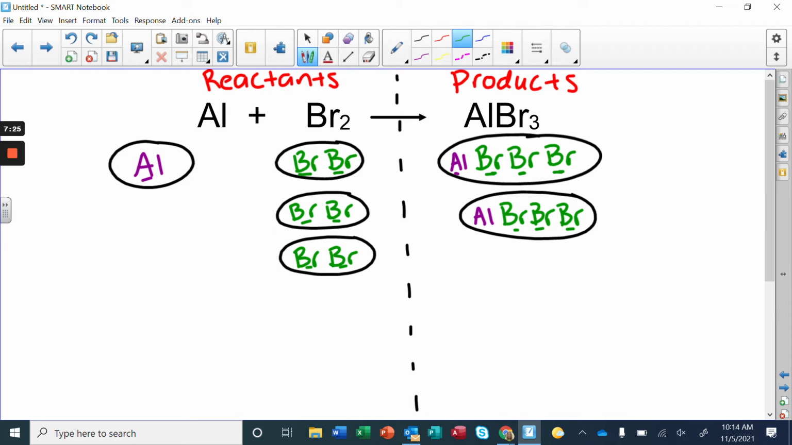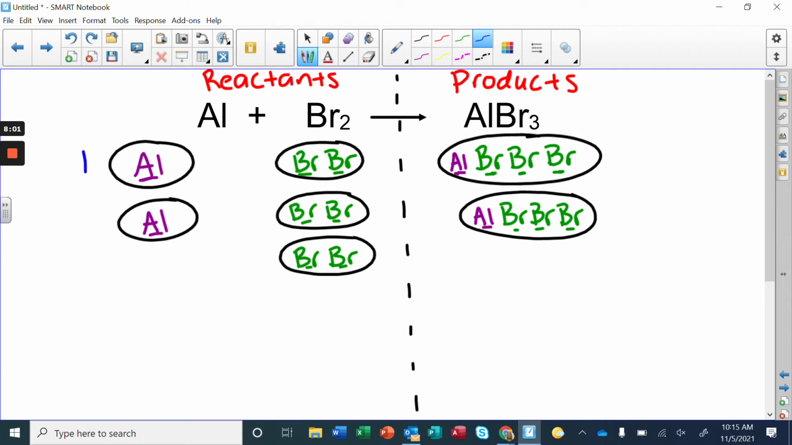Now go back to the beginning and make sure that your aluminums are still balanced. I have 1 aluminum on the reactant side, and I have 1, 2 on the product side. They are not still balanced, so I need to add another bubble over here on the reactant side. AL. So I have 1, 2 ALs on the reactants, and I have 1, 2 on the product side, so they're good. Check your bromines again. 1, 2, 3, 4, 5, 6 on the reactant side, and 1, 2, 3, 4, 5, 6 on the product side.